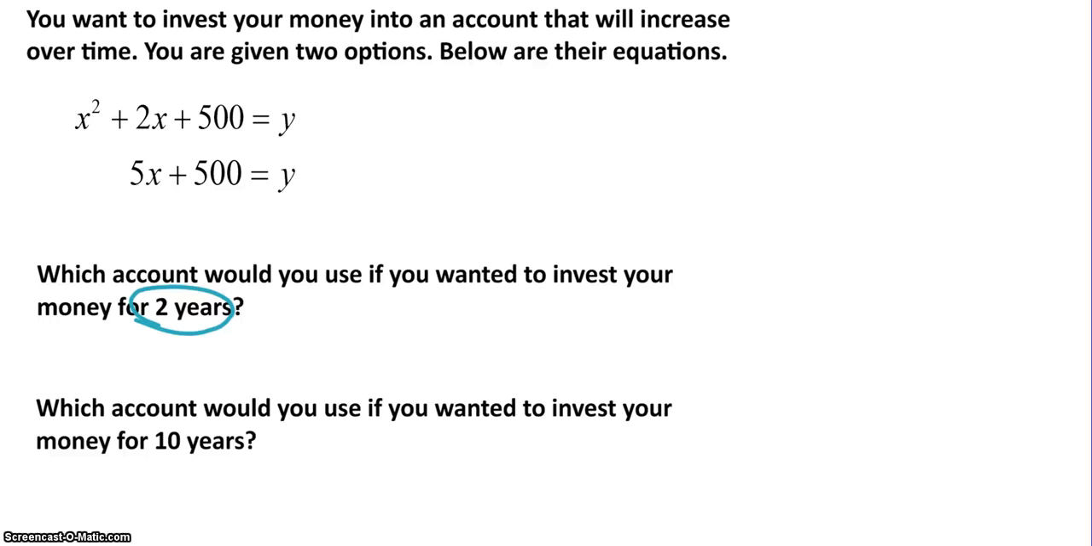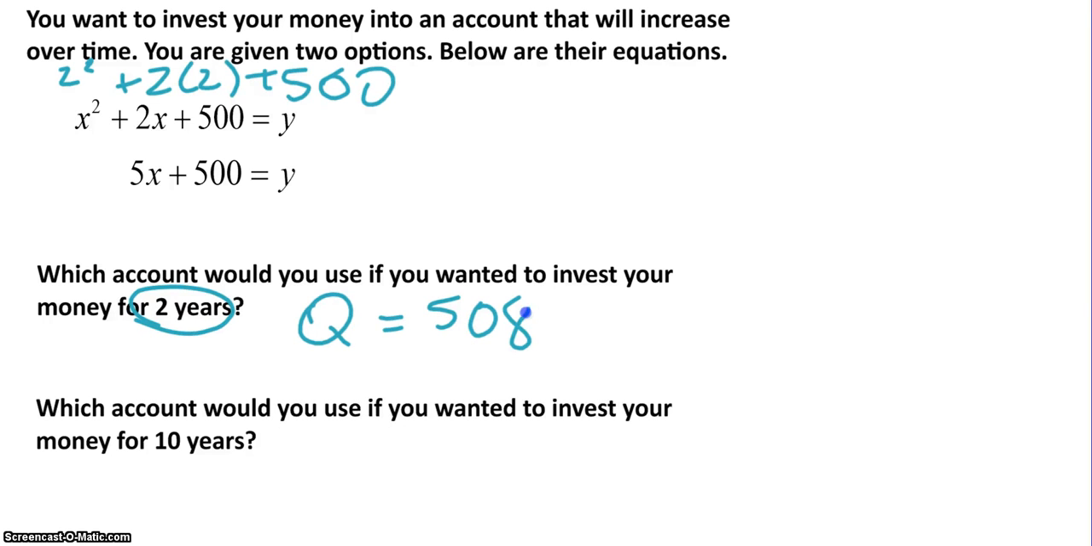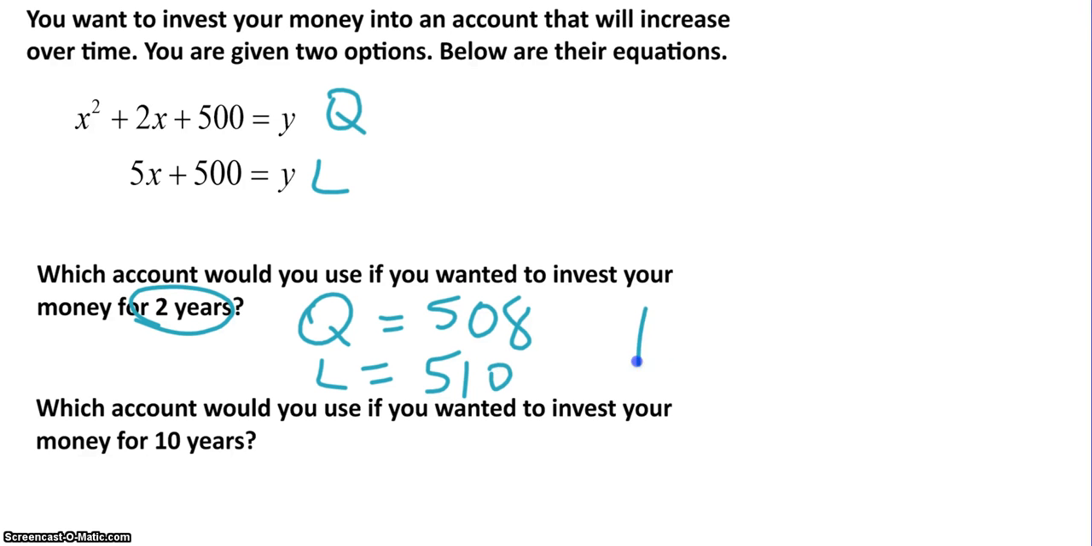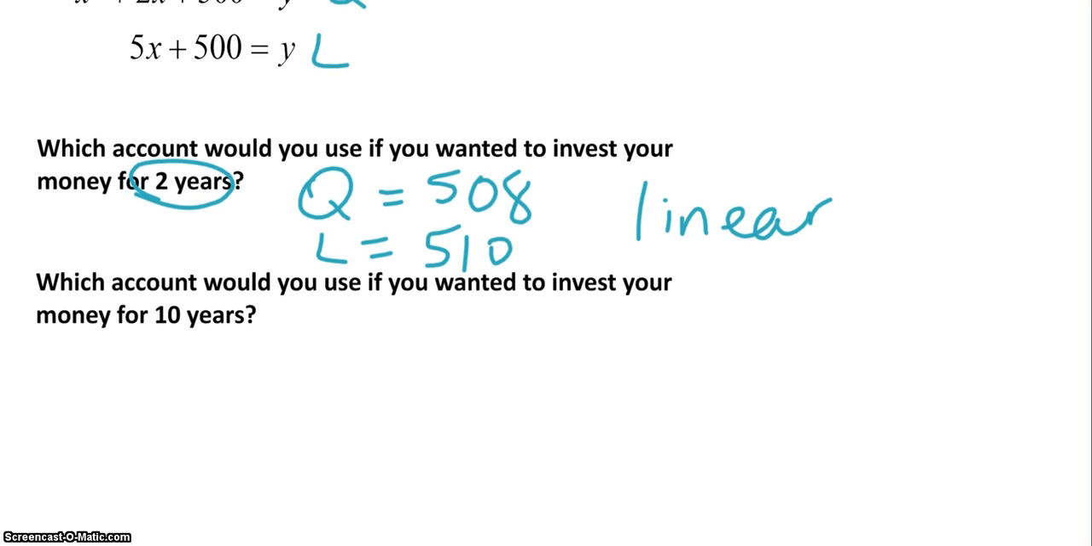But if you're only going to do 2 years, you plug in a 2 for x in both equations. So in the quadratic equation, I would get $508. In the linear equation, which is the second equation, so this is our quadratic, this is our linear, I would get $510. So I would definitely choose linear if I was only investing for 2 years.